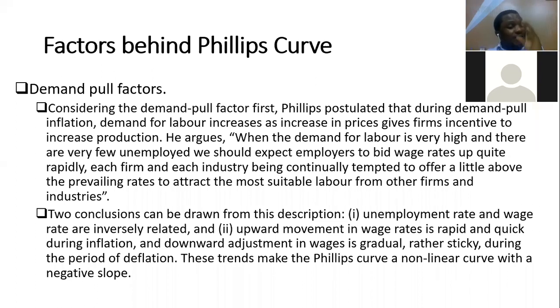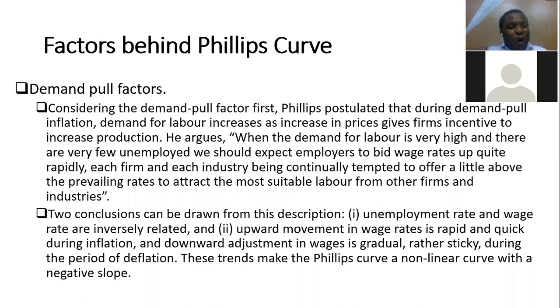Wage rigidity. You know, one thing you have to understand is that macroeconomics is one. Though the topics are divided into 10, 5, 8, they all talk about one thing. They are growing from the other. So this synchronization is very important. So upward movement in wage rate is rapid, but the downward adjustment is gradual. Even sometimes it's sticky. Okay?